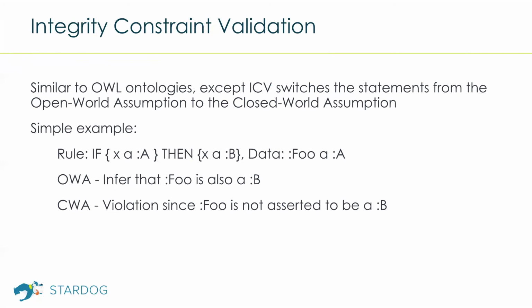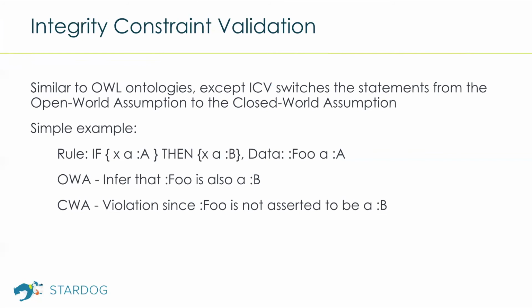The simple example of this is if we have our rule, if X is of type A, then X is of type B. Then if I have the data that says I have this thing called foo, and that's of type A, from the open world assumption, we can then say, oh, if foo is an A, then it's also a B, because that's what your rule says. But the closed world assumption says, okay, you said foo is an A, but you never said foo was also a B, and it's supposed to be, so that's a violation.